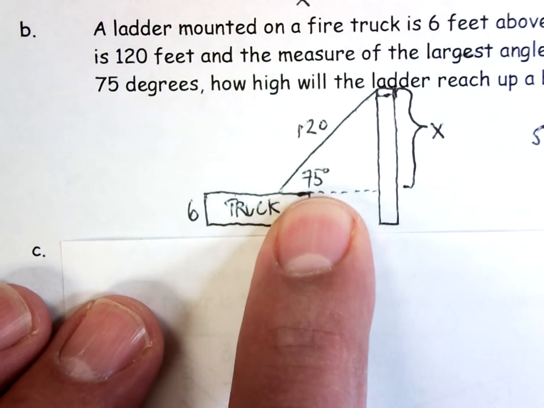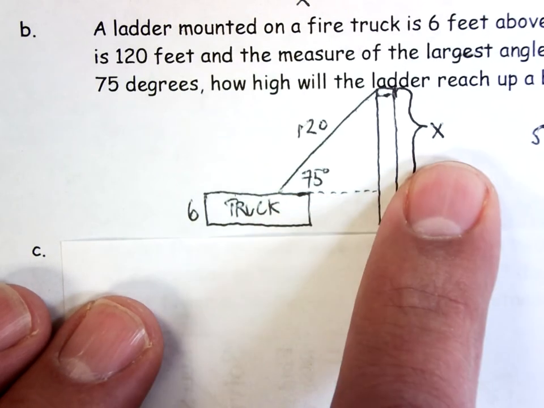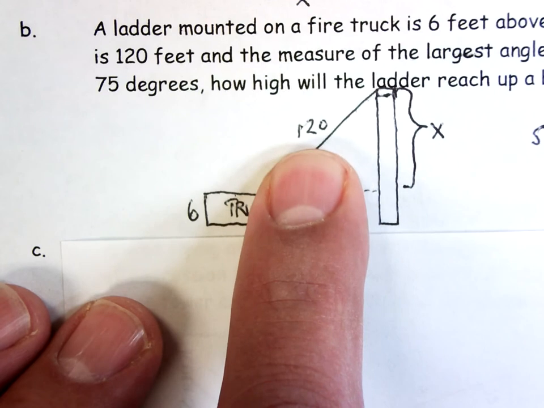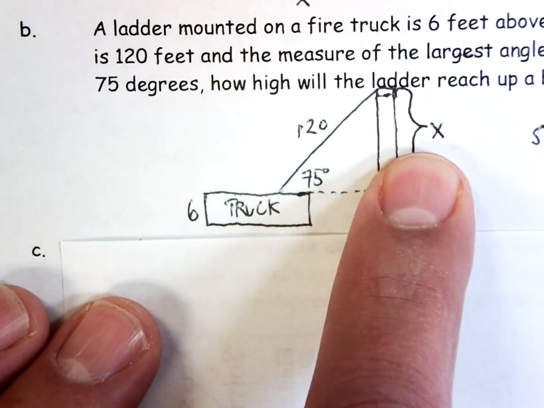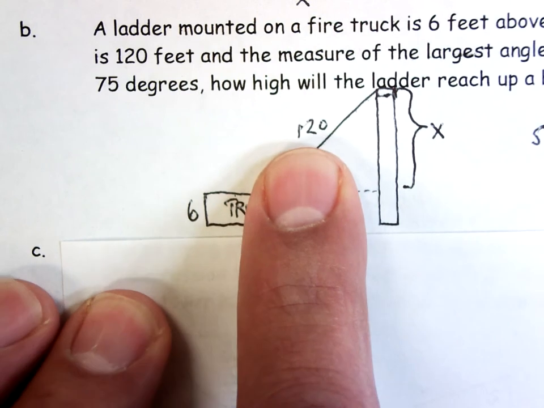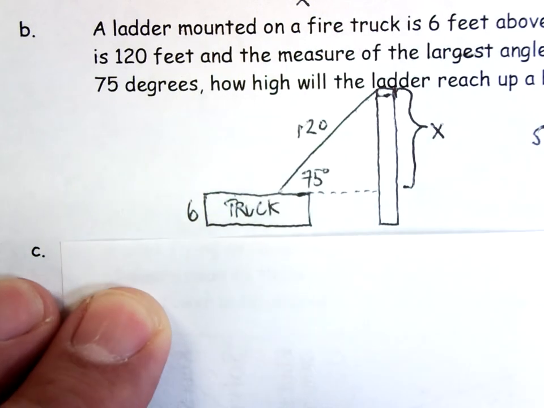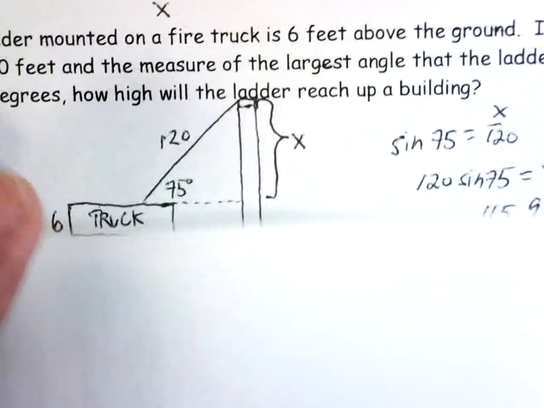Again, this is the angle that I know. This is the side that I want. This is the side that I know. In relation to this angle, this is the opposite side. This is the hypotenuse. So which trig function would I use that uses opposite and hypotenuse? Well, that's going to be sine.